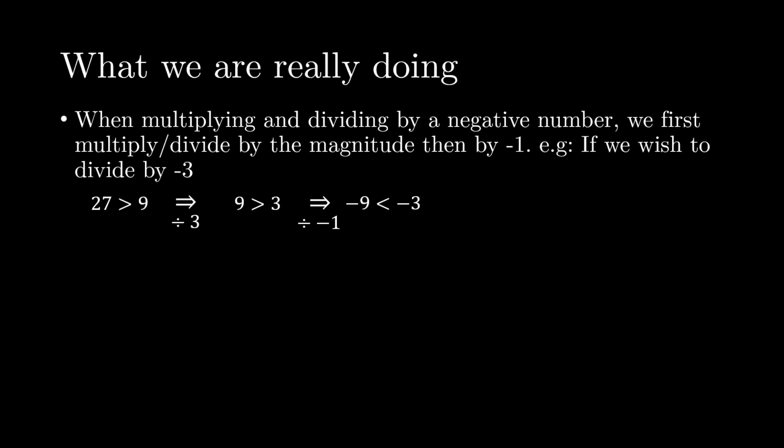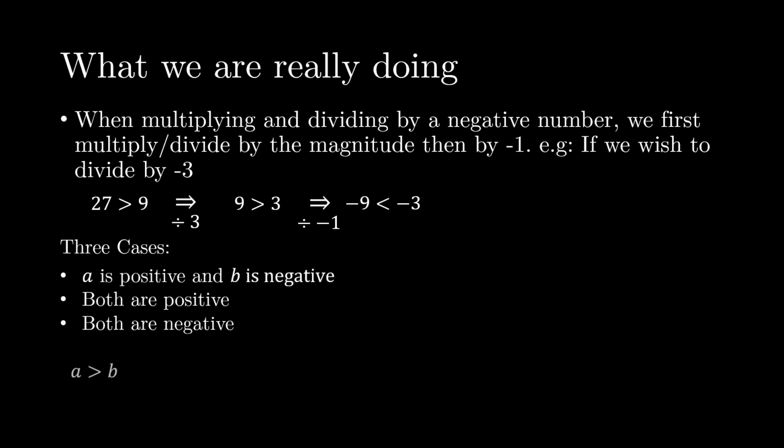That brings us to the 3 different cases for an inequality. If we have a is greater than b, then either a is positive and b is negative, both are positive, or both are negative. We can't have b positive and a negative, because then b would have to be greater than a. But we're given that a is greater than b, so that can't be a case.